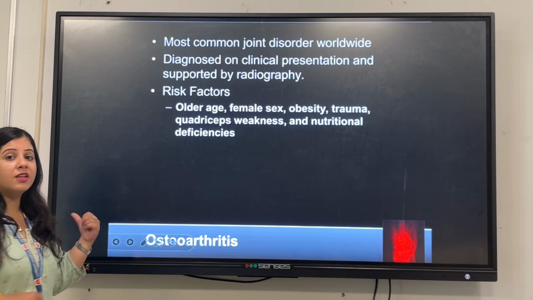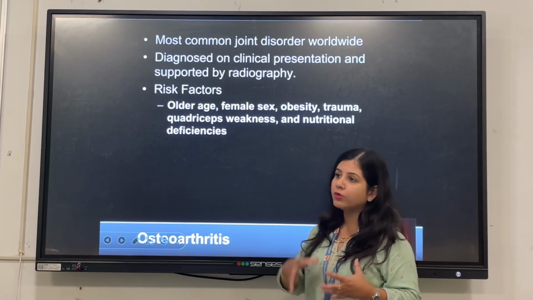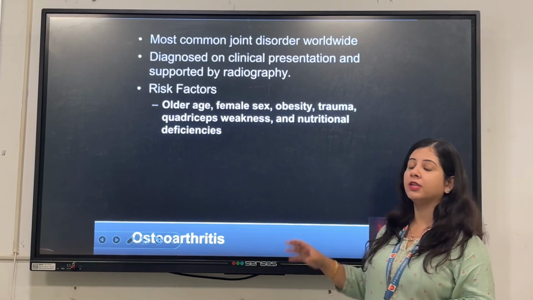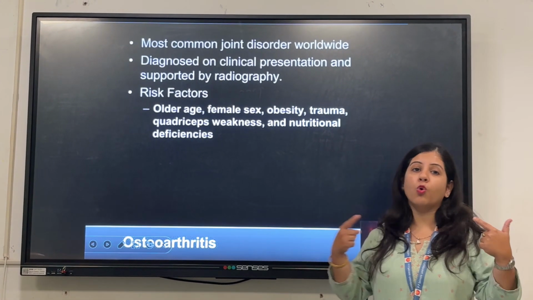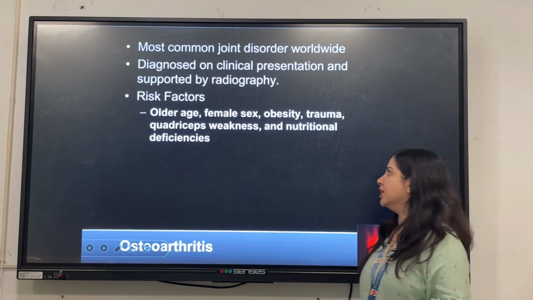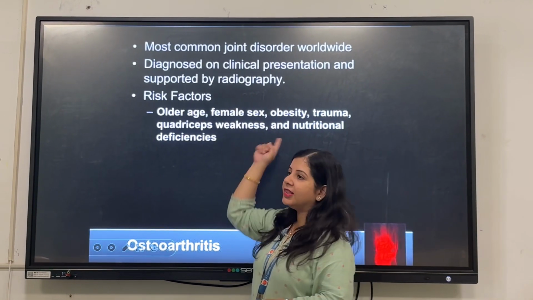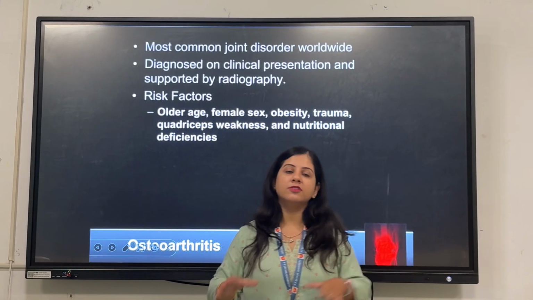Now, what are the risk factors? That means which people or which community is more prone to this kind of condition. Obviously it is a weight bearing joint, so those who are overweight or obese are more prone to osteoarthritis. The female sex is more affected. Why is it female more than male?